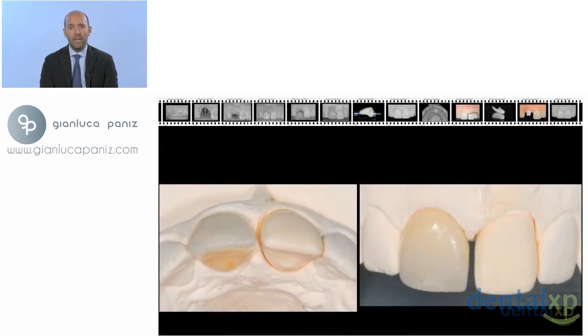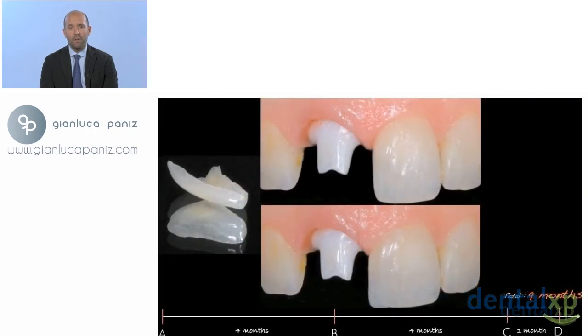This is the bisque try-in, and at the bisque try-in we just keep going with the pickup impression of the crown and with the definitive impression of the additional porcelain laminate veneer. Again, no tooth preparation was performed, and this is the delivery of the final result.